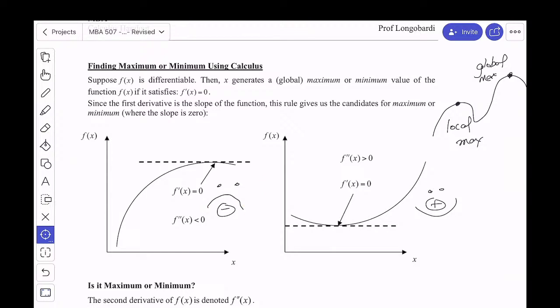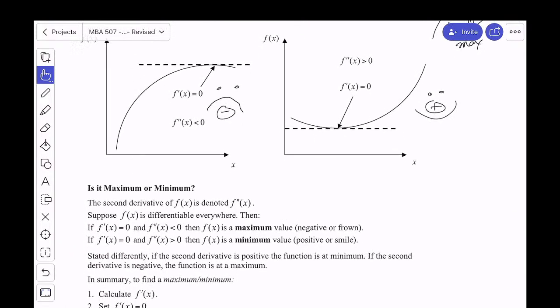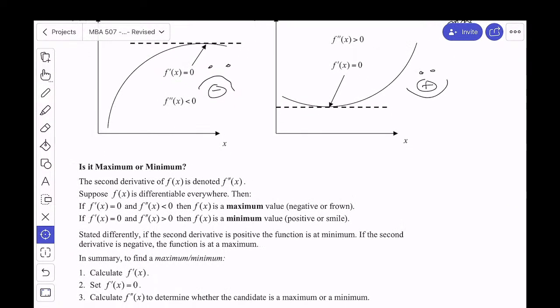And we want the second derivative to be negative. If it's not, then what we found is a minimum. And what we're trying to optimize right now is the value of the firm. So I've just made some notes here to remind us what to do. The second derivative of the function is denoted with a double prime symbol.